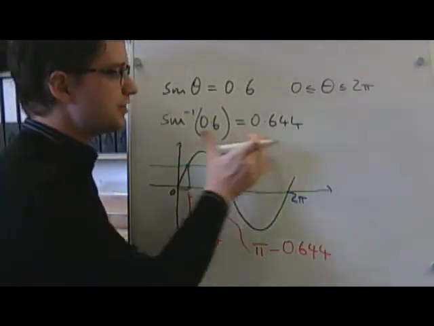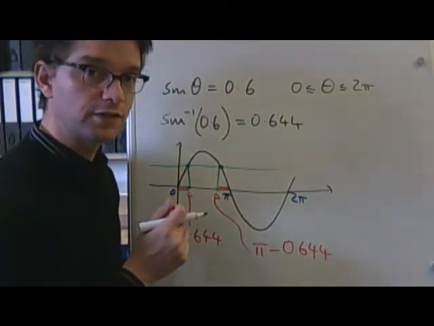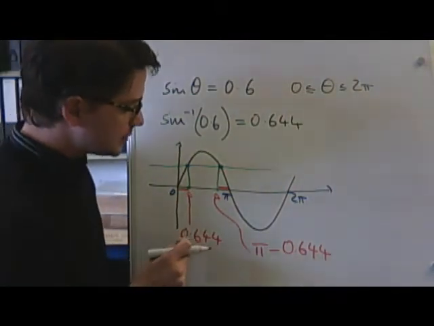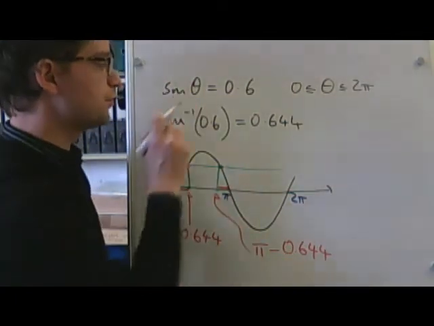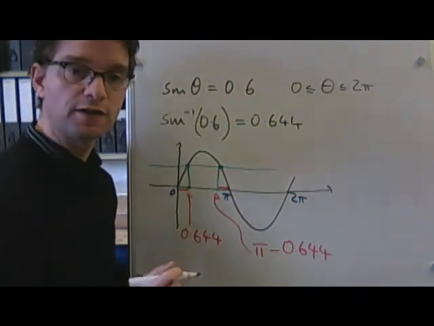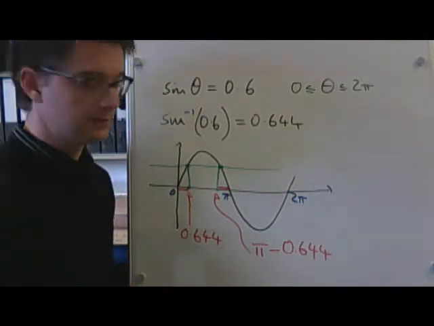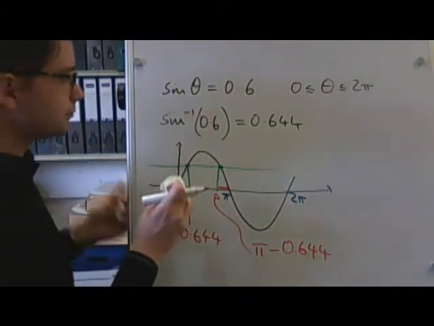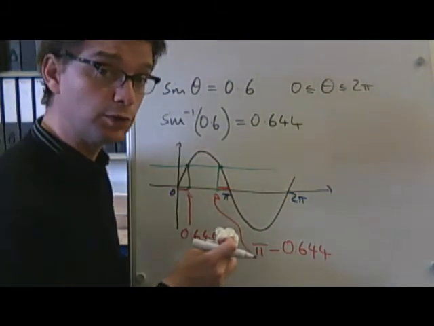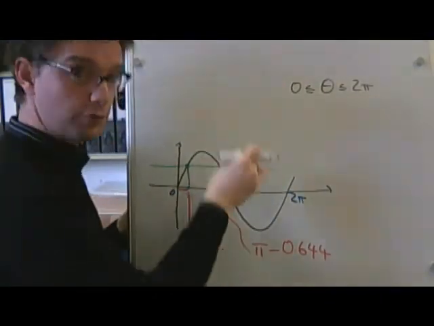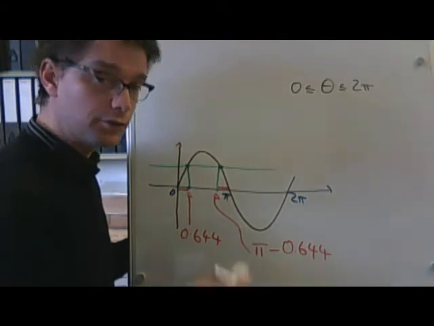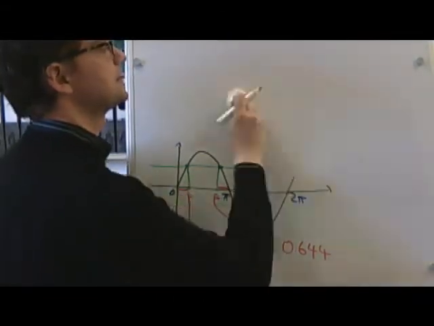So by using this initial value that we got with an inverse sine and the symmetry of the curve, we found two possible values for theta that fit within our range. Okay? And because I haven't got much space on this little board, I've got to rub this out as we go along. If you're copying this out, you should keep going down underneath this.